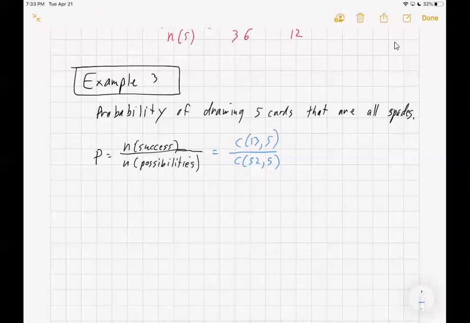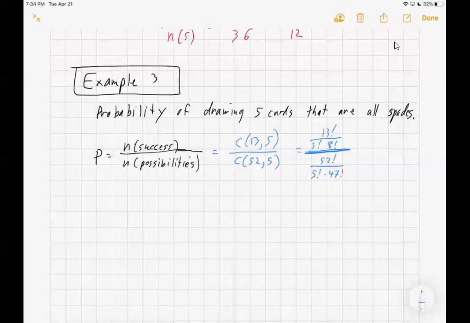So they looked at the number of ways you could get a hand of all spades. The numerator would be that combination. If you write it out, you would have 13 factorial over, for combinations, 5 factorial times 13 minus 5, which is 8, factorial. That would be my combination for the numerator. My denominator, we could obviously just put these in the calculator, would be 52 factorial over 5 factorial times 47 factorial.